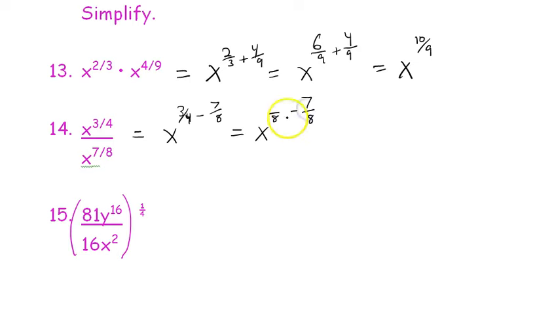The second fraction again stays the same. I had to multiply the bottom of the first one by 2 to get 8, so I need to multiply the top by 2. 3 times 2 is 6. So 6/8 minus 7/8 would be x to the negative 1/8, which means since I got a negative power, I need to move it to the bottom of the fraction. So that's 1 over x to the 1/8, or again, I could write it in radical form, but I'm just not going to right now.